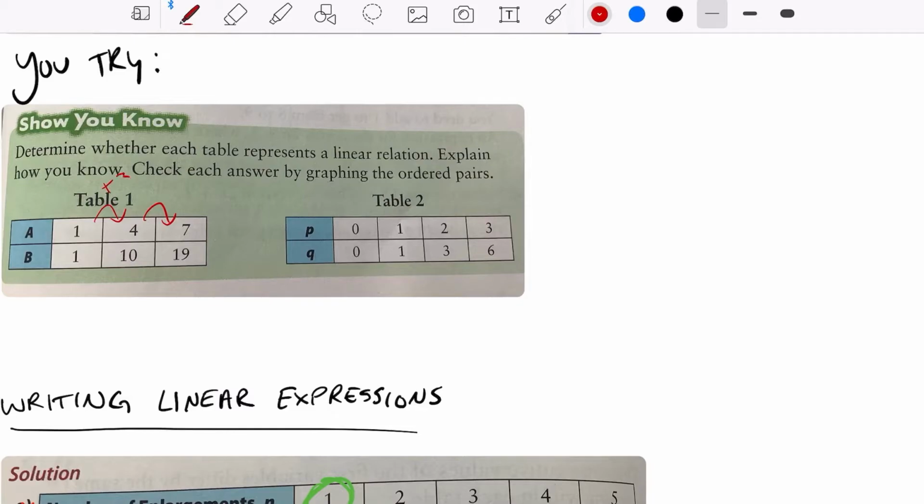This goes up by 3. This goes up by 3. So this part checks out. This part goes up by 9, and this part goes up by 9. Because both of them go up by the same number, that's a linear graph. So that graph is going to look like this.